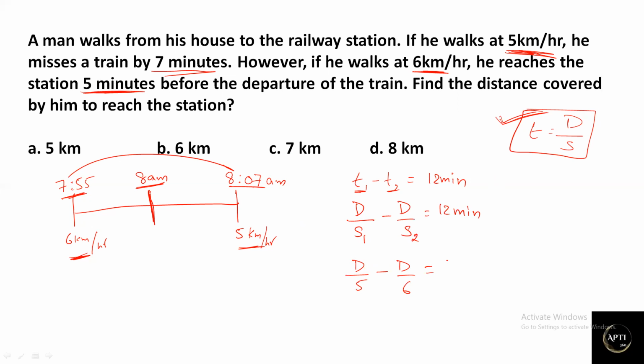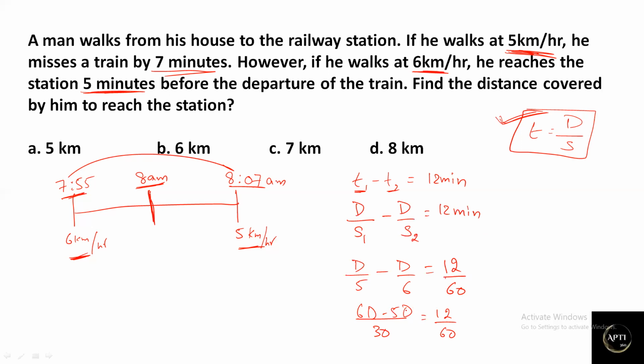But here the difference is 12 minutes. How can I convert 12 minutes to hours? 12 by 60. So here, what is the LCM of 5 and 6? It is 30, and here 6d minus 5d is equal to 12 divided by 60. Now why 12 by 60? Because I'm converting 12 minutes to hours. So 12 by 60 hours.